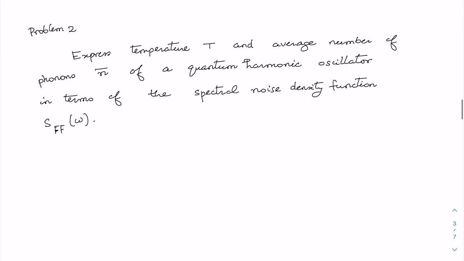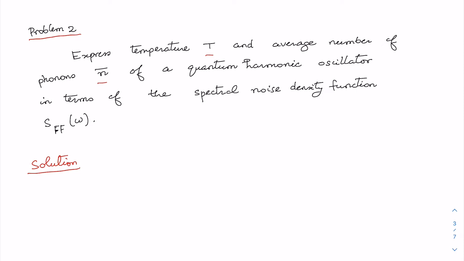Now let us work out this problem. Express temperature T and the average number of phonons n of a quantum harmonic oscillator in terms of the spectral noise density function SFF omega. Okay, let us do it.